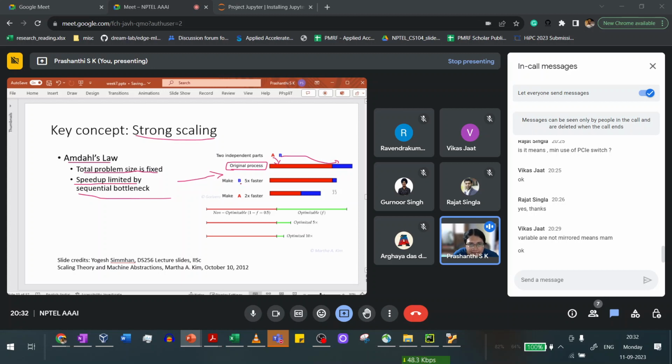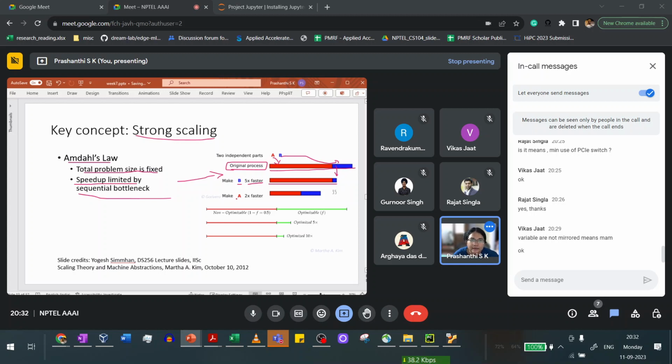Now let's say by some method I make B 5x faster. It is going to shrink from this big blue thing to this small blue thing. But notice the overall runtime. Does it change by 5x? No, right? The gain that you get is very small. It's definitely nowhere near 5x.